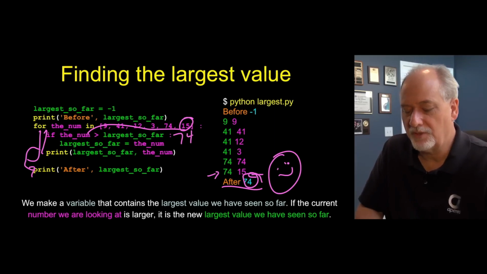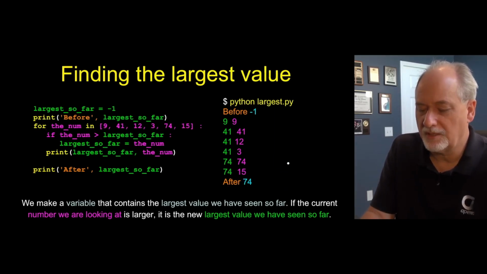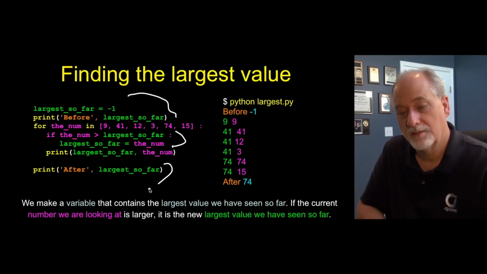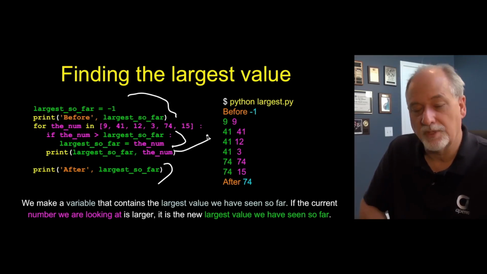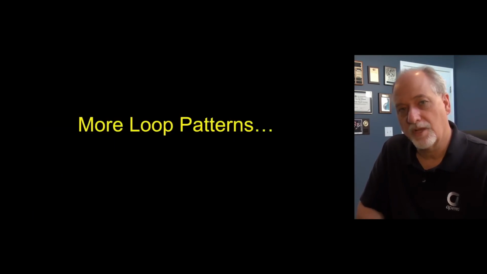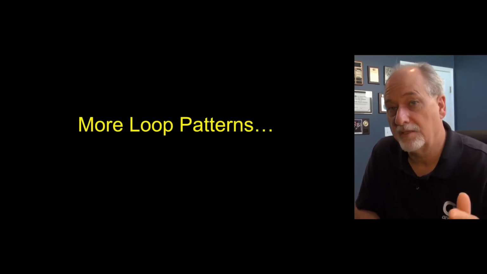So that sort of gives you this notion of how we construct something at the beginning, some kind of thing that we're going to do over and over and over again, and then something at the end. And we put some print statements in just so we can watch it and see what's going on. So coming up next, we're going to talk about some more loop patterns, some counting, totaling, averaging, and finding the smallest number.